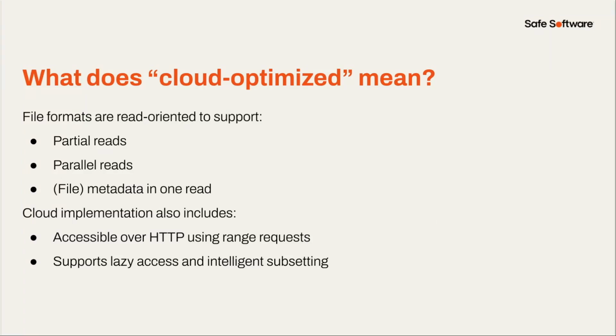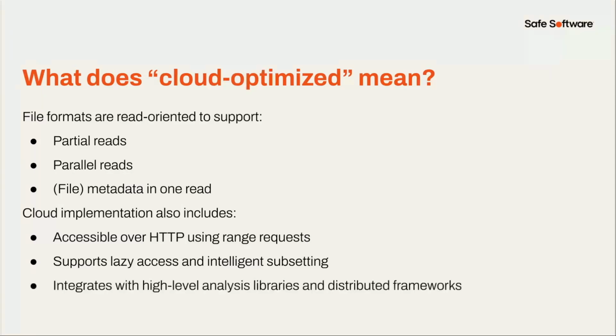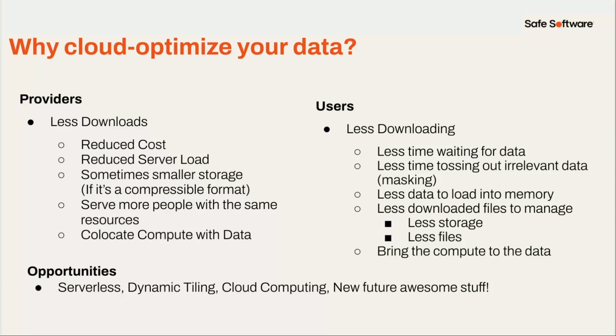Intelligent subsetting, so a geospatial example would be if there's data for the whole world, but you're really just looking for a city or a town, you can just subset that data and download just what you need. And then a really cool aspect of cloud optimized data is that it integrates well with existing libraries and distributed format frameworks. And so there's a whole ecosystem of work around this that allows for ease of use of that data.